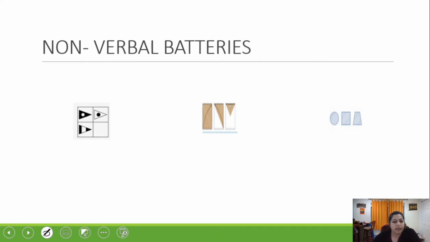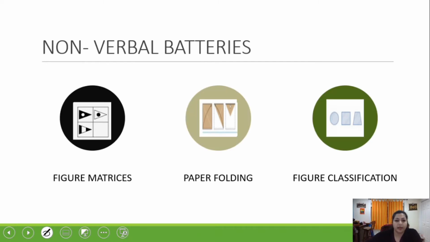Then the last battery is the non-verbal battery, under which we have figure matrices, paper folding, and figure classification. Figure matrices we have done during the screening. Paper folding is basically that you have to imagine they will fold a paper, and then there will be holes, and you have to imagine that when it opens, which is the best figure match out of all. And figure classification is categorizing what belongs to the group given in the question.